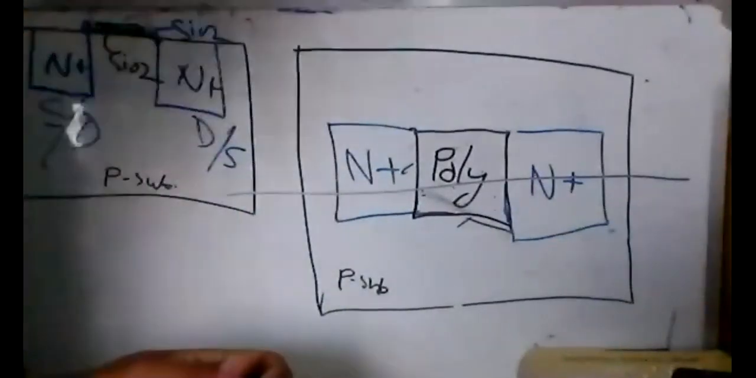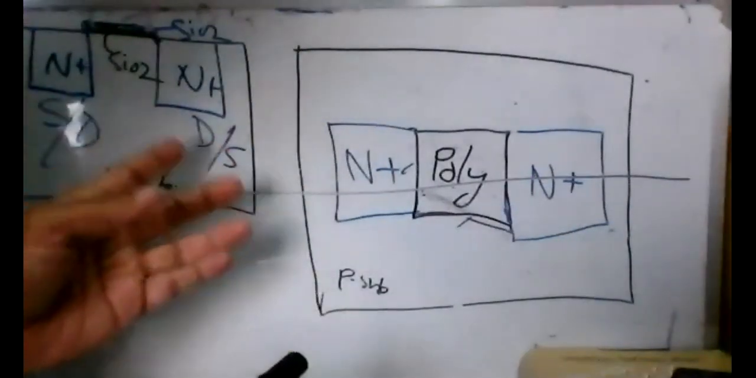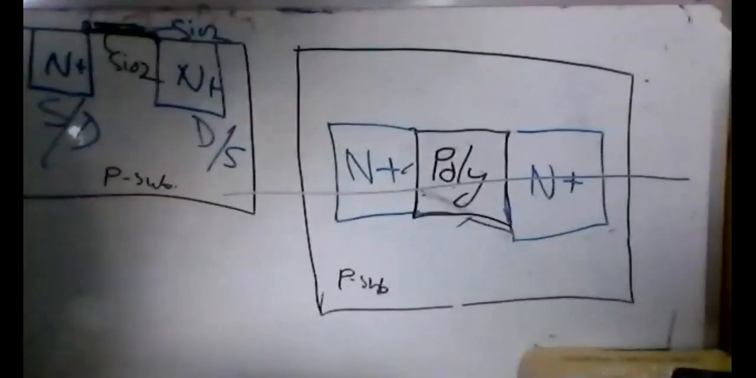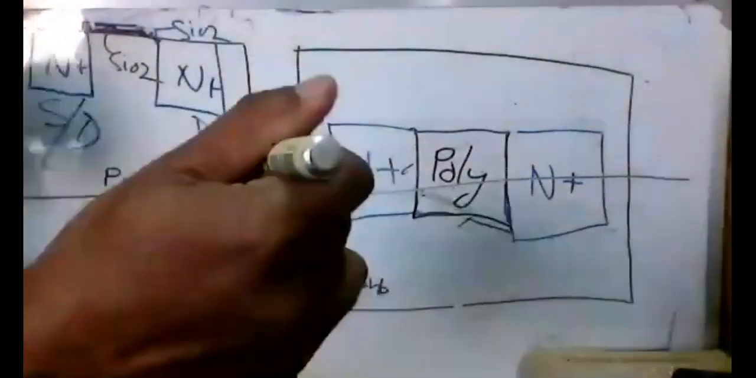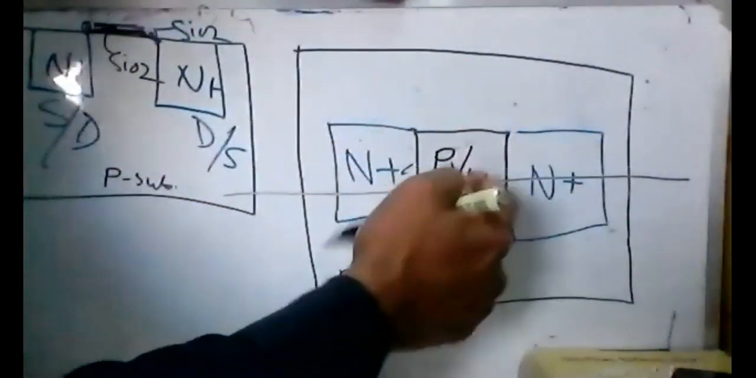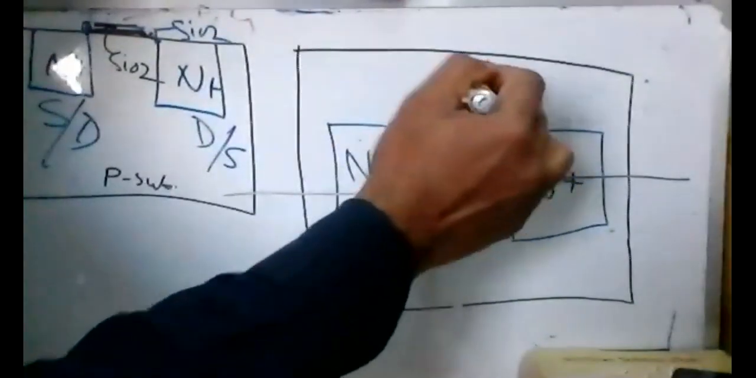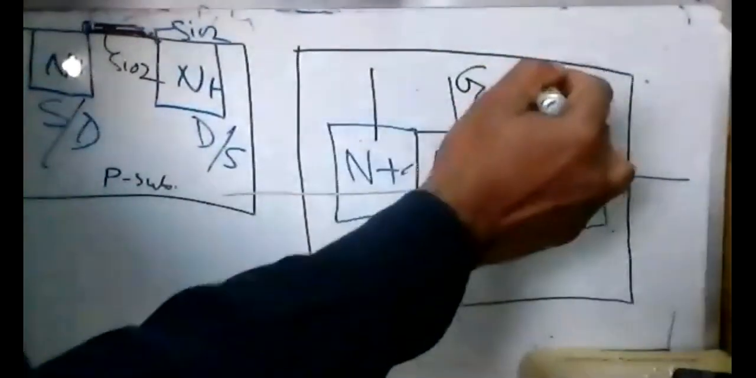Is it a clear idea? Any question? And now this one is a gate, and this one is either source.